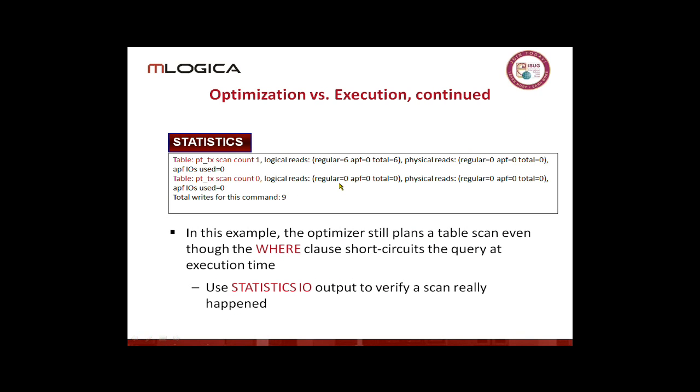Note that one way of verifying this is to turn on Statistics IO. Here we have Statistics IO turned on. It is telling us that we have IO being performed on the PTTX table.